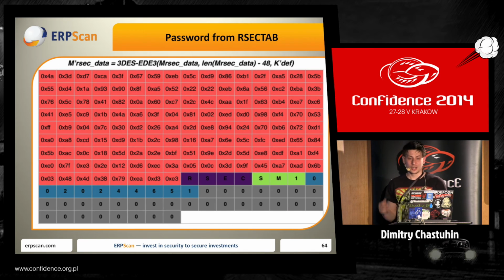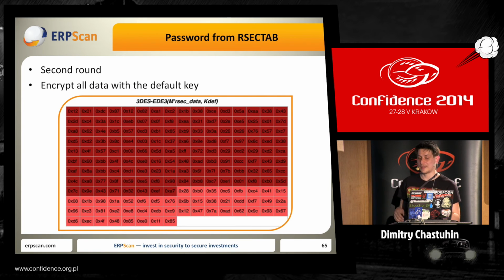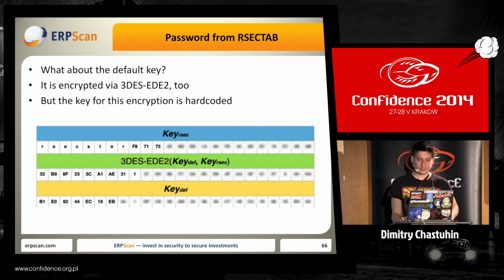So after the first round, we get this picture. The bigger part of the data is already encrypted, but the part which was used for generating the first key is still in clear text. That's why we have a second round of encryption. As the key, SAP uses the default key value, and as a result, after the second round, we will get encrypted data.